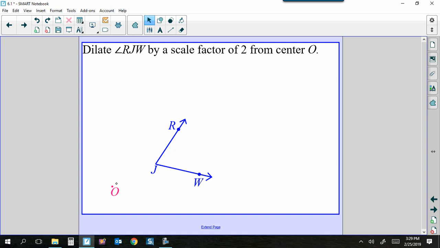All right, let's try it. Draw a line from O to R. And then you are going to measure O to R, and you're going to double that distance. So you're going to make your 2 arcs. So right here is 1. And there is 2. I think your compass is a little short. Like you're not on point R.